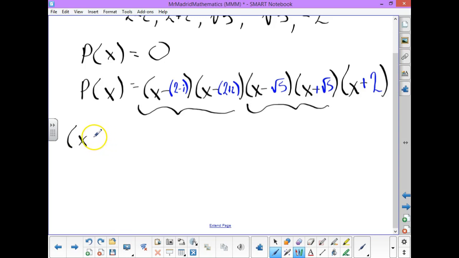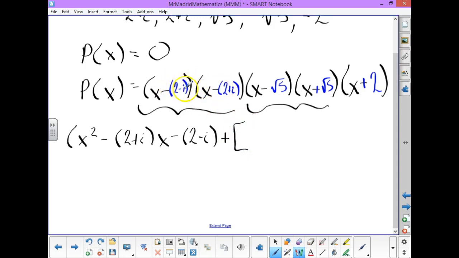So don't overcomplicate things. I'm going to have here x times x is x squared. x times that is minus (2 plus i)x. Here I have a minus (2 minus i). And next up I have these two. So negative times the negative is going to be positive. Alright, I'm going to do the math in brackets.